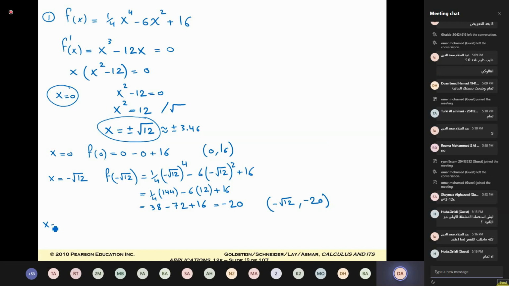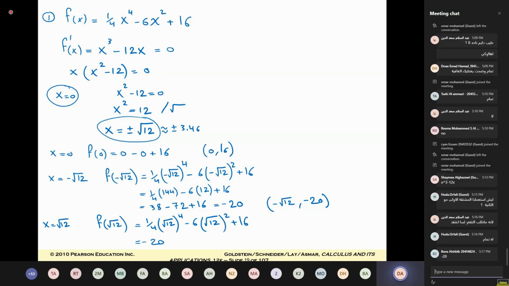X equal radical 12. F of radical 12 equal 1 over 4 radical 12 to the power 4 minus 6 radical 12 square plus 16. This is the same, equal negative 20. So we have also the same point but different x coordinate, but the same value of the f of x.